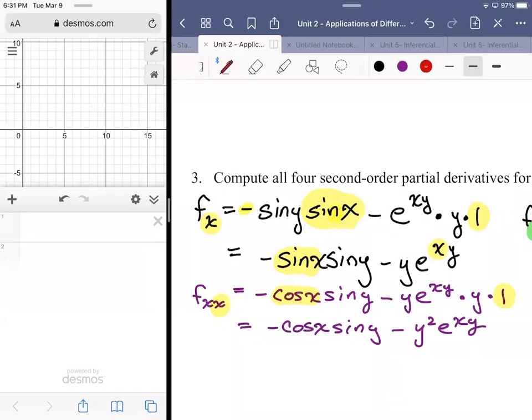Now, when I'm looking for my mixed second order partial, I'm taking this expression and differentiating it with respect to y. If you're going to get confused in this process, it's probably going to be in this context. Any instance in which there's a y is now treated as a variable. So for the sine x sine y part, that's okay. The derivative of sine of y is cosine of y. Everything else comes along for the ride. So negative sine x cosine y.